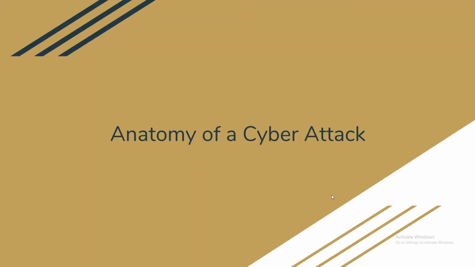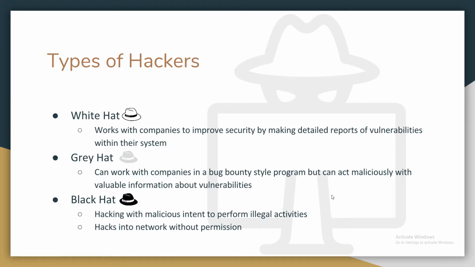To get a better understanding of how a cyber attack works, we're going to break it down into the steps that go along with completing a hack. The first thing we want to break down is what type of hackers there are. I'm sure you've heard of a couple of these. The first one, White Hat, is a hacker that works directly with the company in order to improve the security of their network. The Gray Hat is more of a freelance hacker.